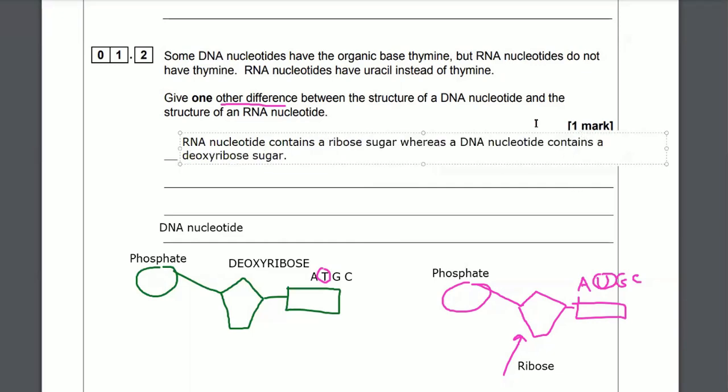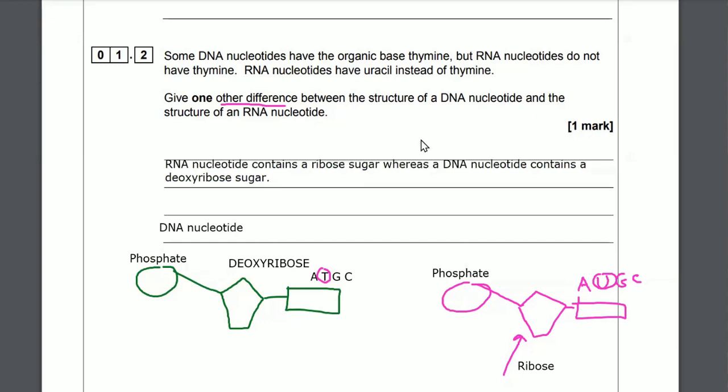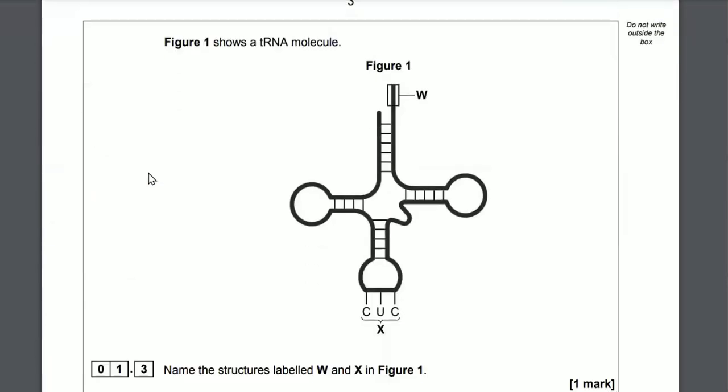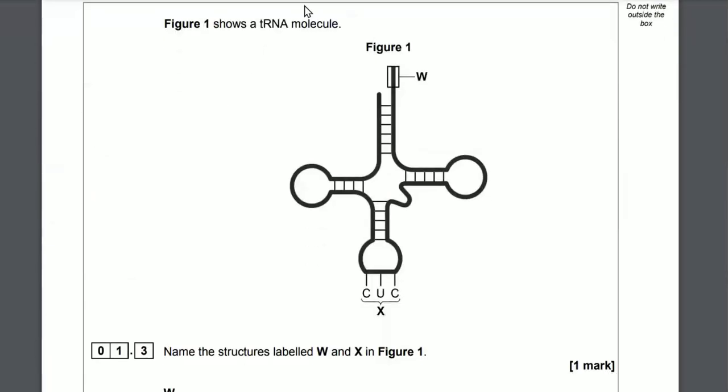You could get a question on the similarities, so make sure you can see the similarities. You've got the A, G, C for the nitrogenous bases. You've got the phosphate group. They both contain a pentose sugar. Those are lots of similarities as well. So make sure you know those off by heart as well.